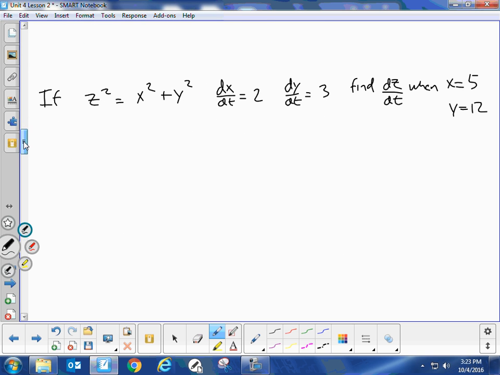Here is another one. Let's look at this. We get z squared equals x squared plus y squared. dx dt is 2. dy dt is 3. Find dz dt when x is 5 and y is 12.